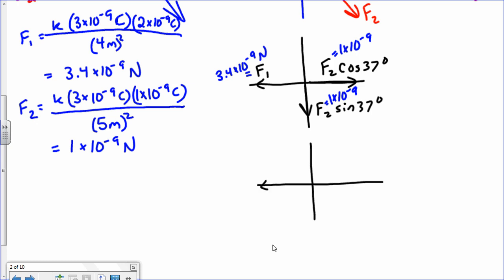over here, I have a vector that's 3.4 times 10 to the minus 9. Over here, I have a vector that is 1 times 10 to the minus 9 times cosine of 37. I get 8 times 10 to the minus 10. And then down here, I get a vector that's 1 times 10 to the minus 9 times sine of 37, which I get 6 times 10 to the minus 10.